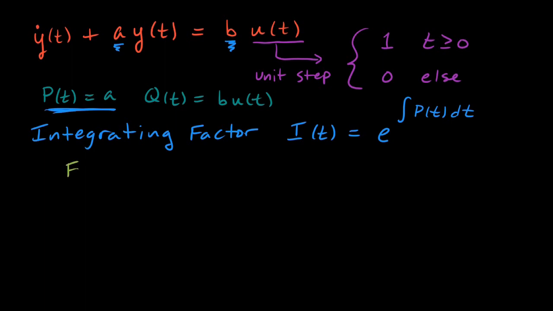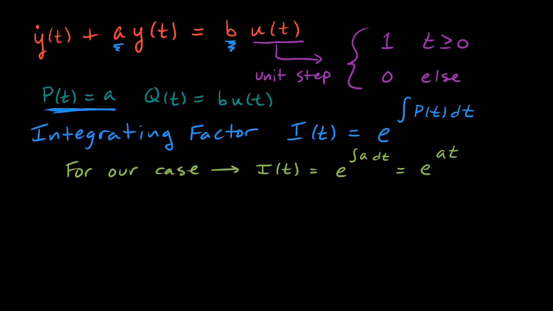For our case, just what we're talking about here, we have I of t equals e to the integral of a dt, which is just going to be e to the at. Okay, so it's not really that scary.